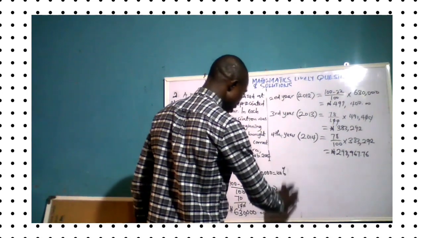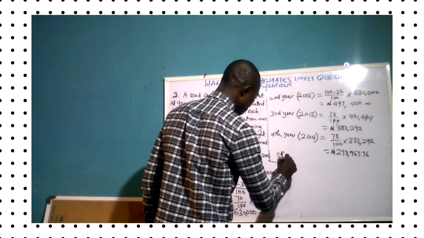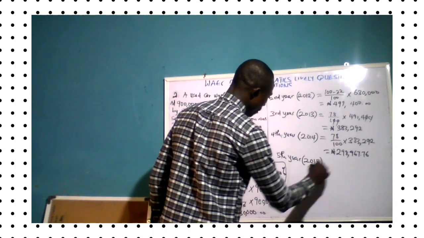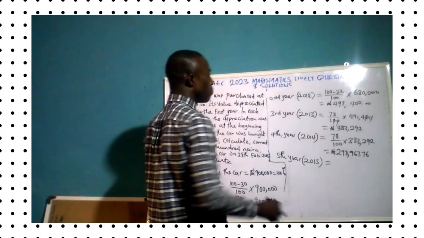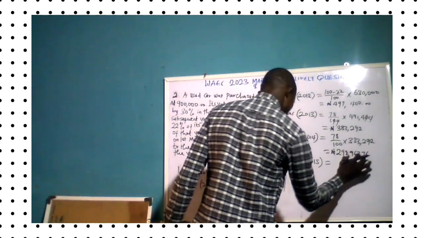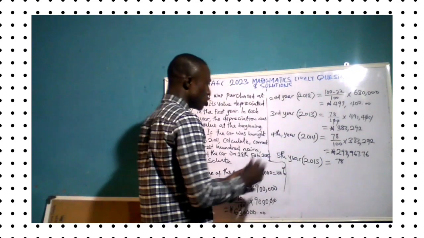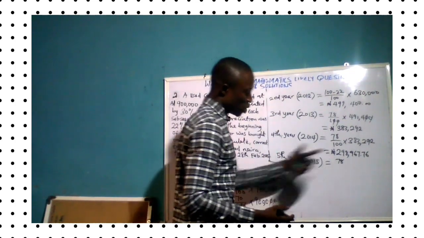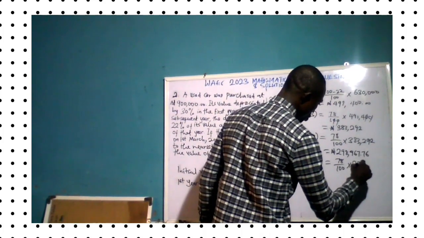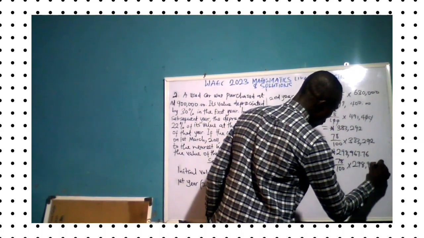Then look at the last year, which is the fifth year. At the fifth year, that's year 2015, the value has depreciated again by another 22% of the previous value. Previous value in this case is this value. So 100 minus 22 will give you 78, and that's 78 over 100 multiplied by the previous value, which is 298,967.76.